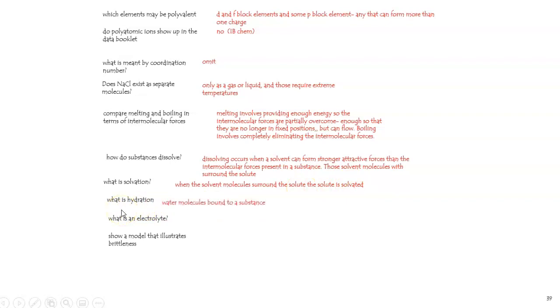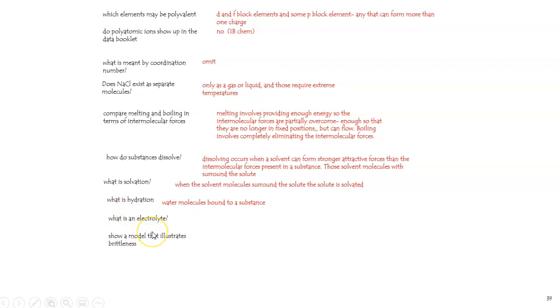What's hydration? Waters of hydration, for example. If you have a hydrate, like say copper sulfate dihydrate, that means you have water molecules that are bound to it. Those water molecules do not impart a charge. However, they are strong enough to be considered part of that substance. So cobalt dichloride dihydrate, or any of those types of hydrated molecules, are considered to be a single substance.